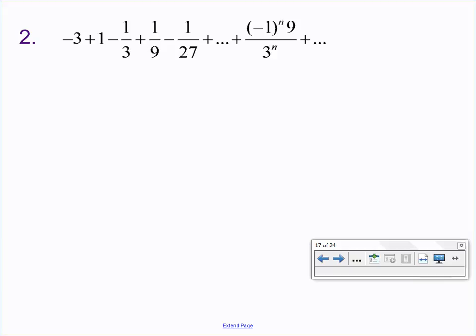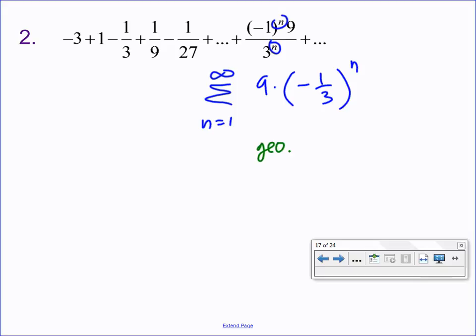Well, let's do a quick rewrite. Couldn't we rewrite that as 9 times, and these both to the same exponent? So we could write that as -1/3 to the n. And if I rewrite it like that, why is that useful? Well, because now we recognize this is geometric with ratio what? Yeah, -1/3.